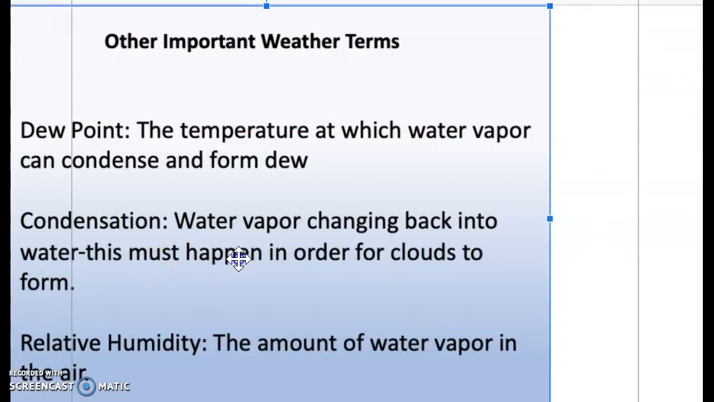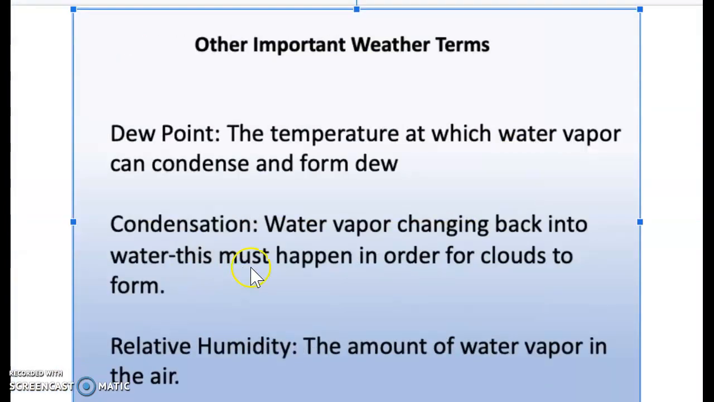So here's a few other weather terms that you need to know. Dew point is the temperature at which water vapor can condense and form dew. Water vapor changing back into water must happen in order for clouds to form. We talked about that in the water cycle. That's condensation. And relative humidity is the amount of water vapor in the air.